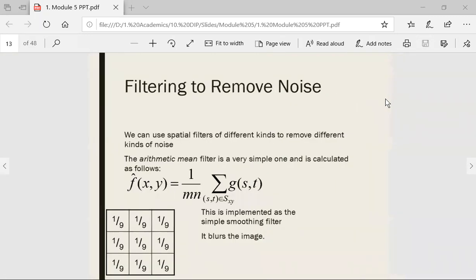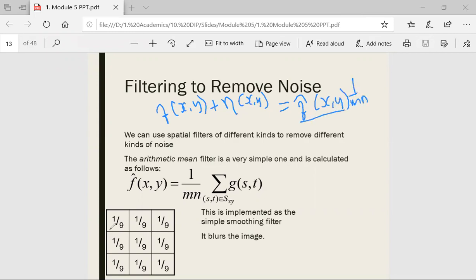Okay, so filtering to remove noise. After adding the noise, what you need to do is f of x comma y plus noise, that is eta of x comma y. So you're going to add the noise. We can call this f cap of x comma y, to remove the noise. Here 1 by mn is nothing but the pixel values of a mask, and this mask is going to run on the image to remove the noise.